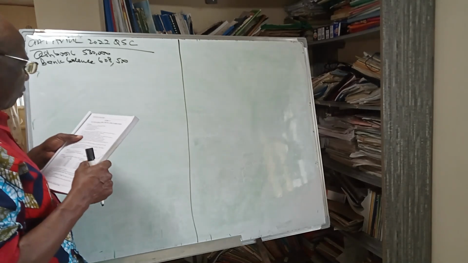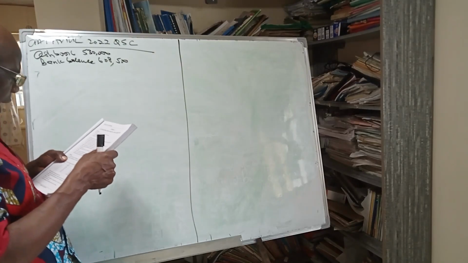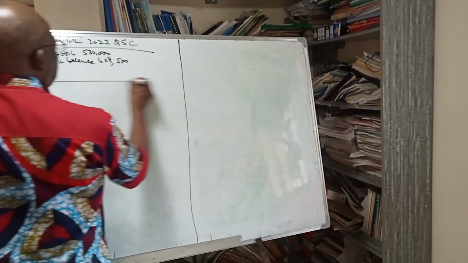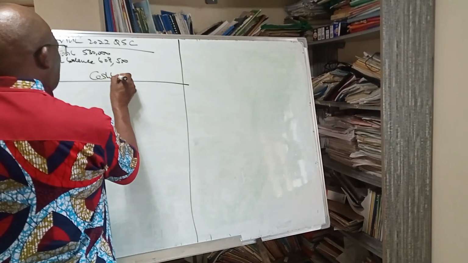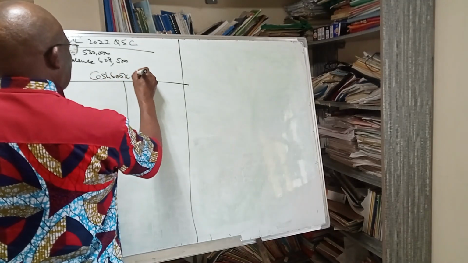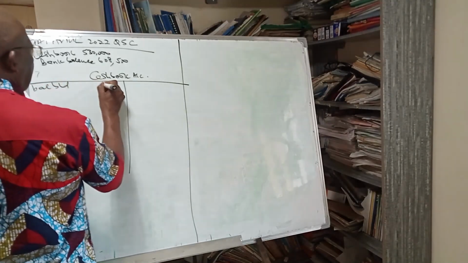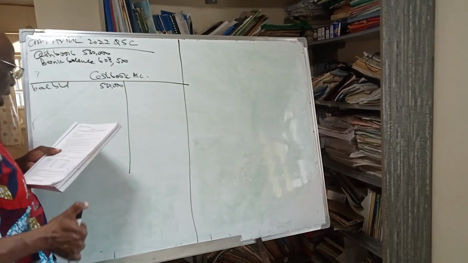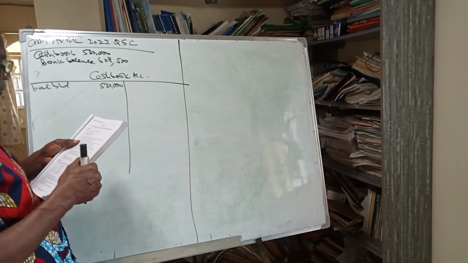So we are told on investigation, the following discrepancies were discovered. We are required to prepare an updated cash book. So the first thing is to prepare the updated cash book, and we are told the debit balance brought down is 530,000.